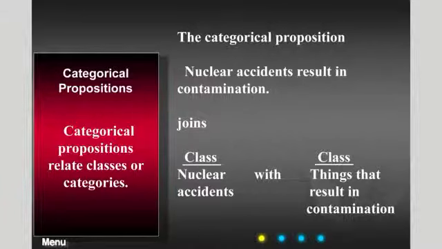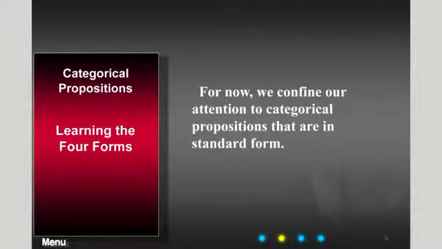Okay? So for example, we might have a class of nuclear accidents, right? And things that result in contamination, as in radiation. And therefore we could have a categorical proposition: nuclear accidents result in contamination. Okay? So for now, we'll confine our attention to categorical propositions that are in the standard form.